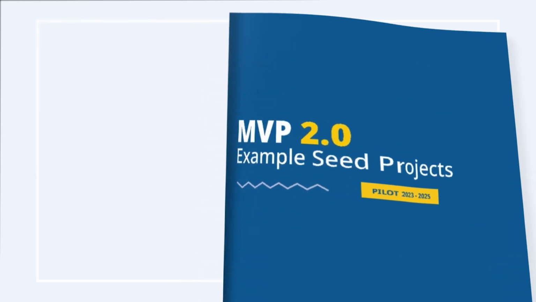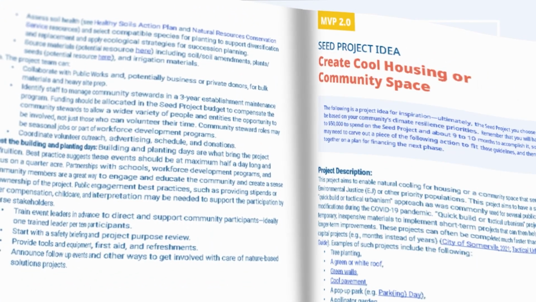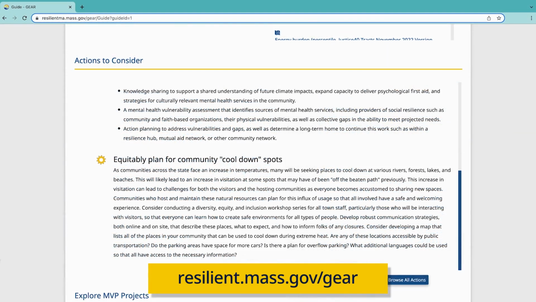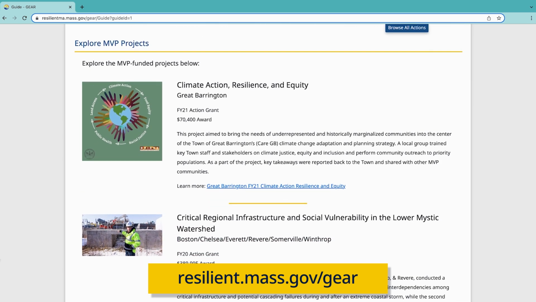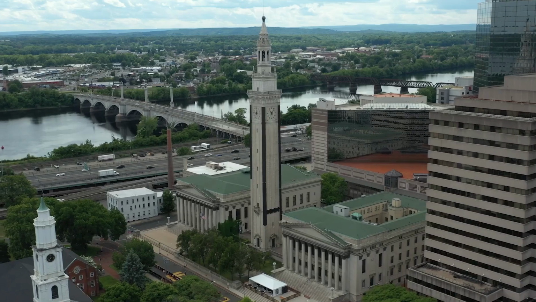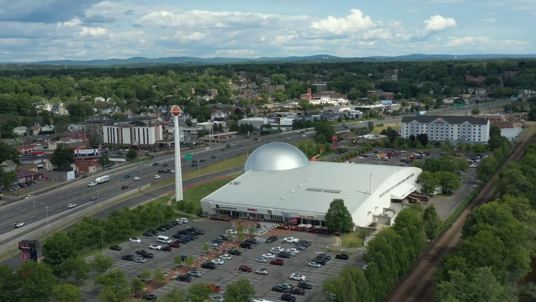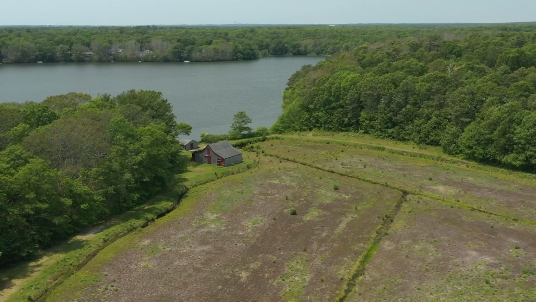Included in your MVP 2.0 materials are a seed project plan and example seed project ideas, devised to inspire thinking around project development. And as you may remember, the GEAR guides offer actions to consider and case studies, providing you with additional inspiration for resilience projects and approaches. In this training, you'll hear from communities across Massachusetts, communities that have applied the core principles of the MVP program and have developed innovative and transformative strategies to build community resilience.